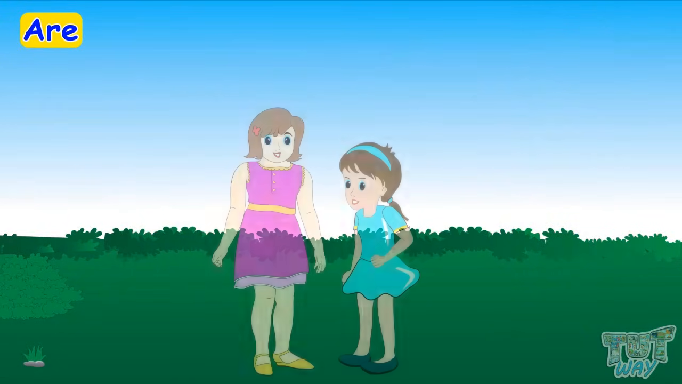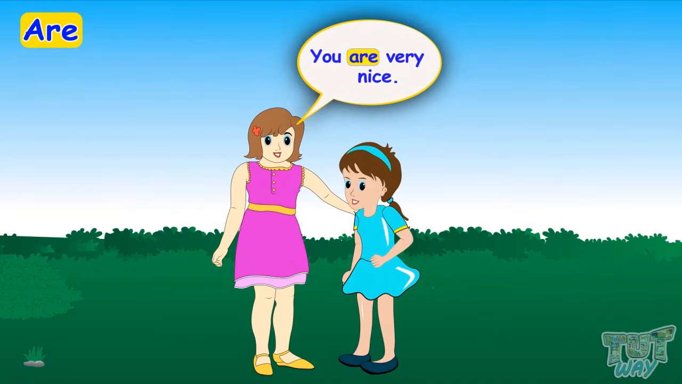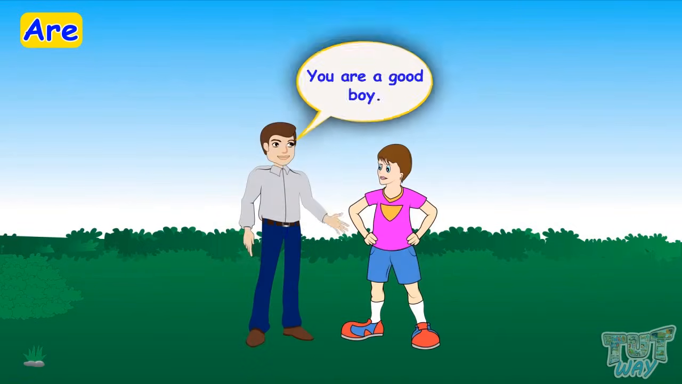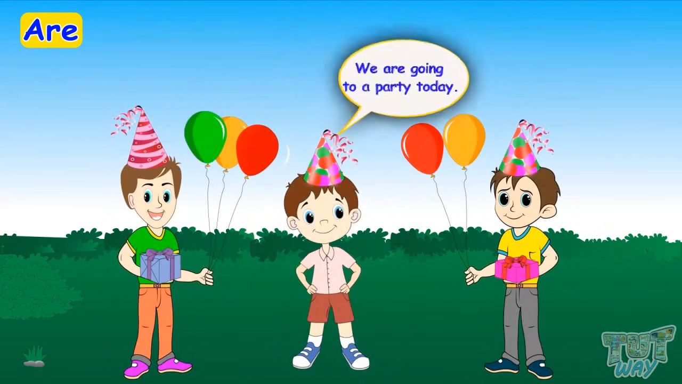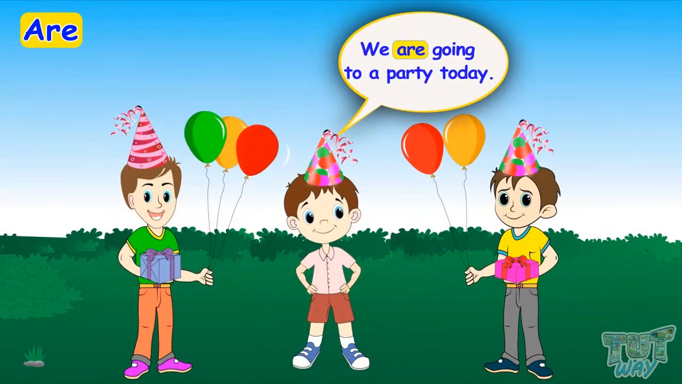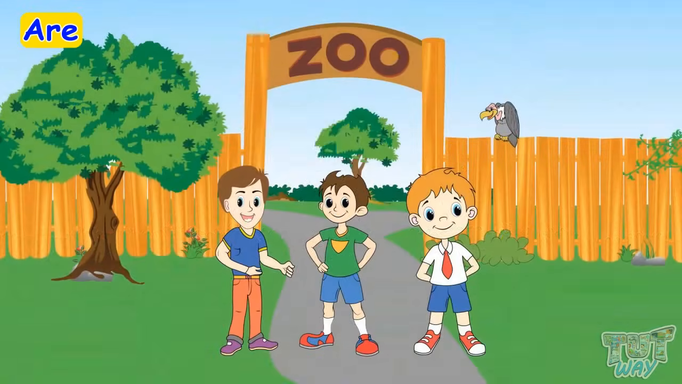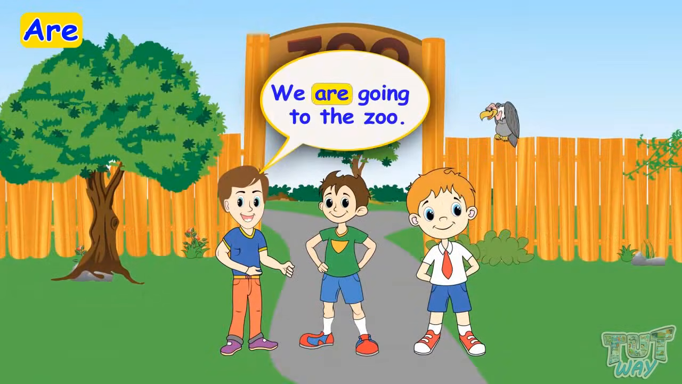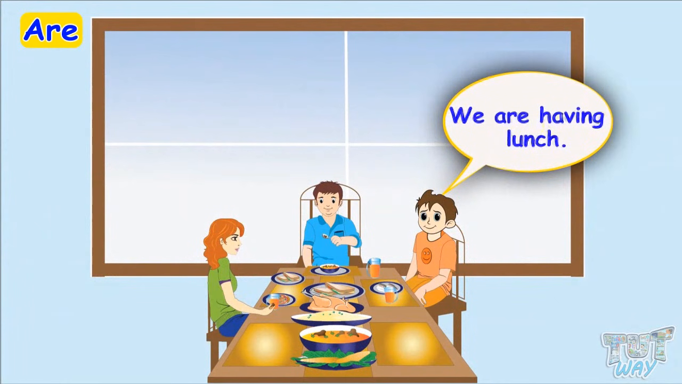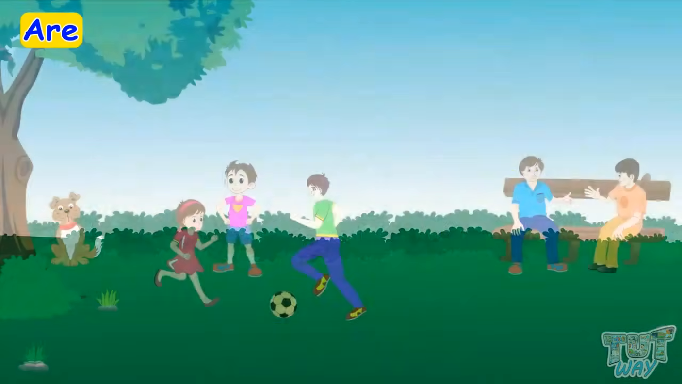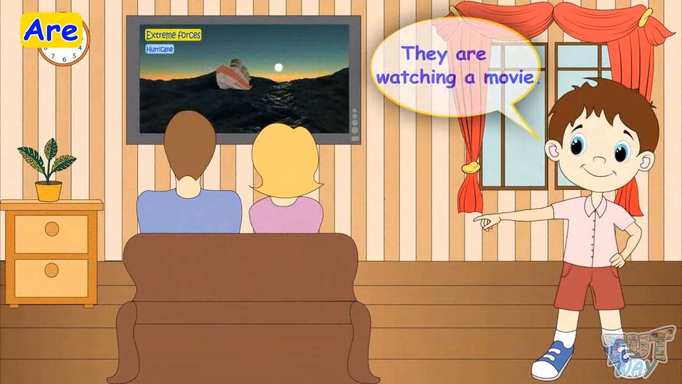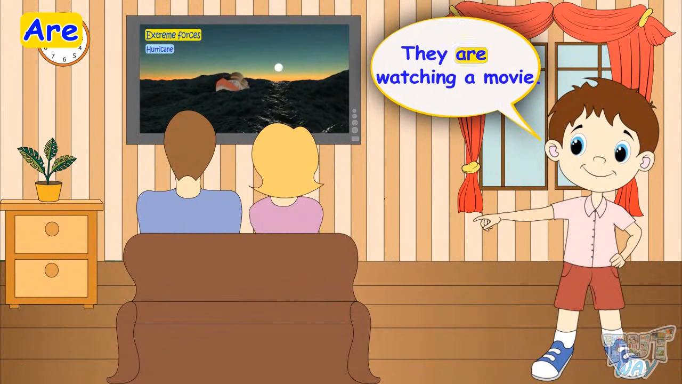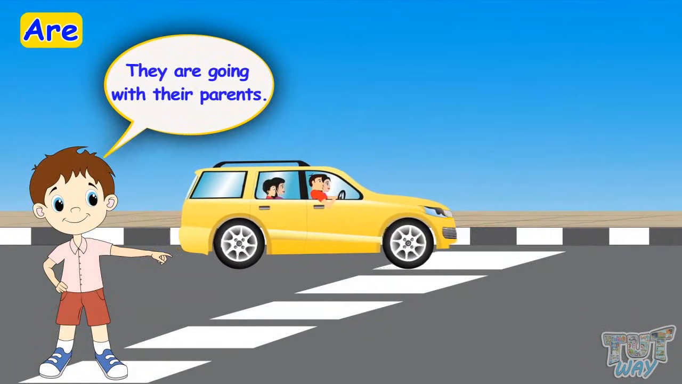You are very nice. You are a good boy. We are going to a birthday party today. We are going to the zoo. We are having lunch. They are not playing with us. They are watching a movie. They are going with their parents.